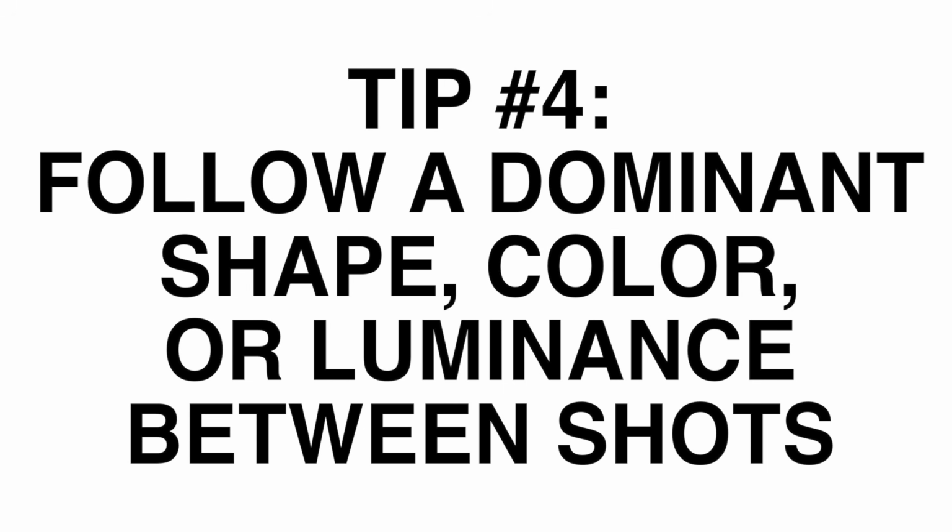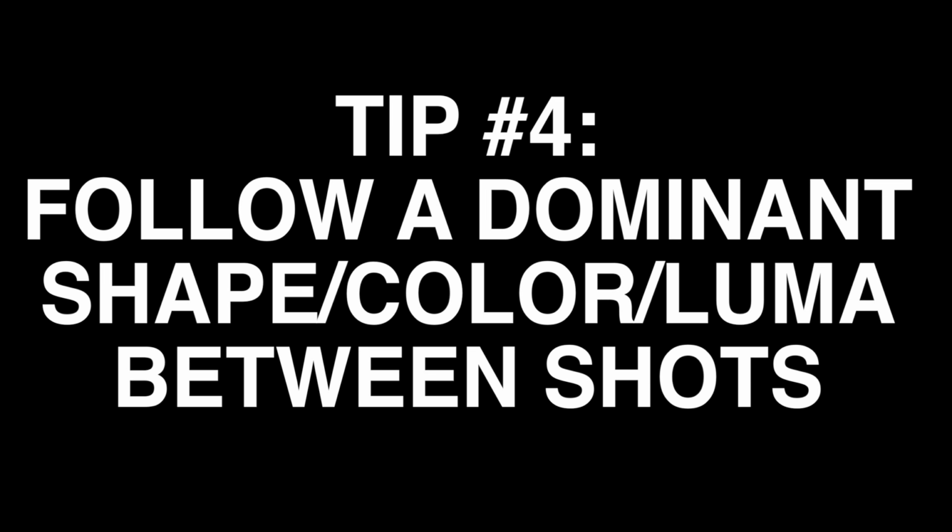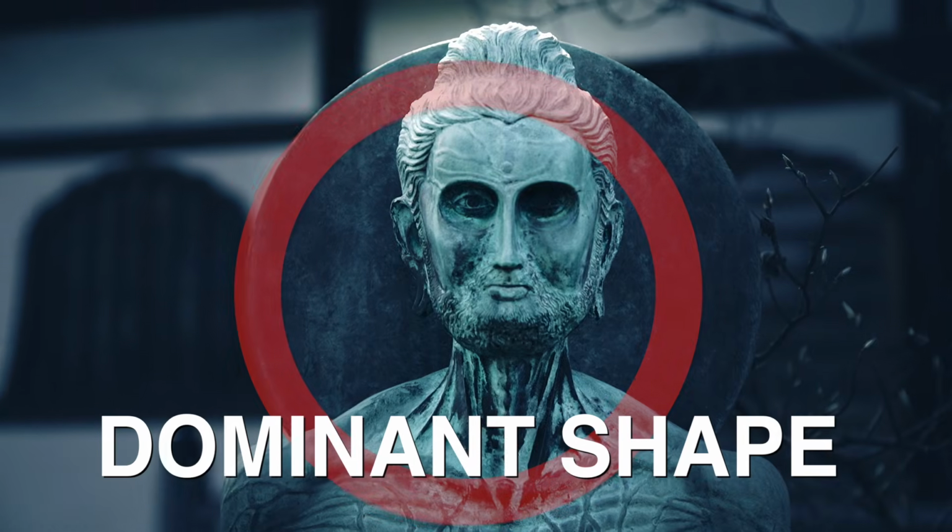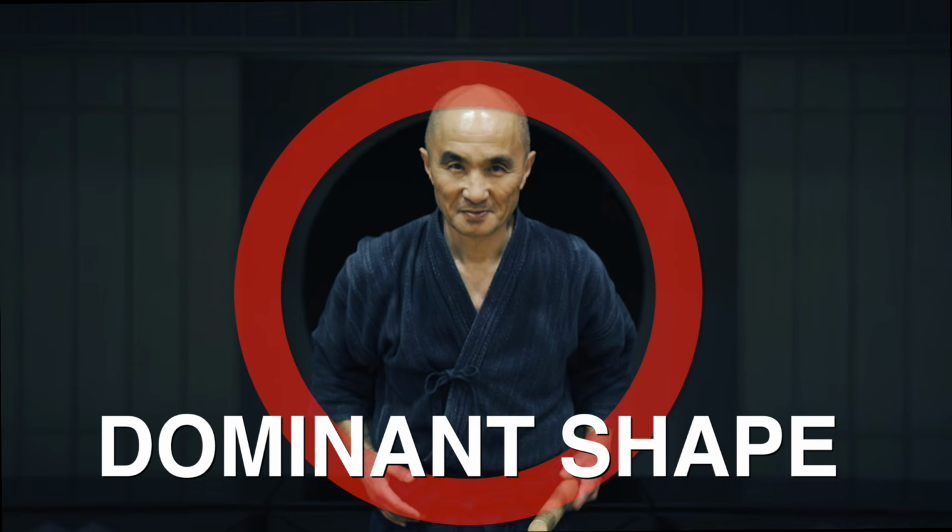Tip number 4, follow a dominant shape, color, or luminance between the shots. It creates a sense of intentionality between the shots and a sense that things are happening for a reason.